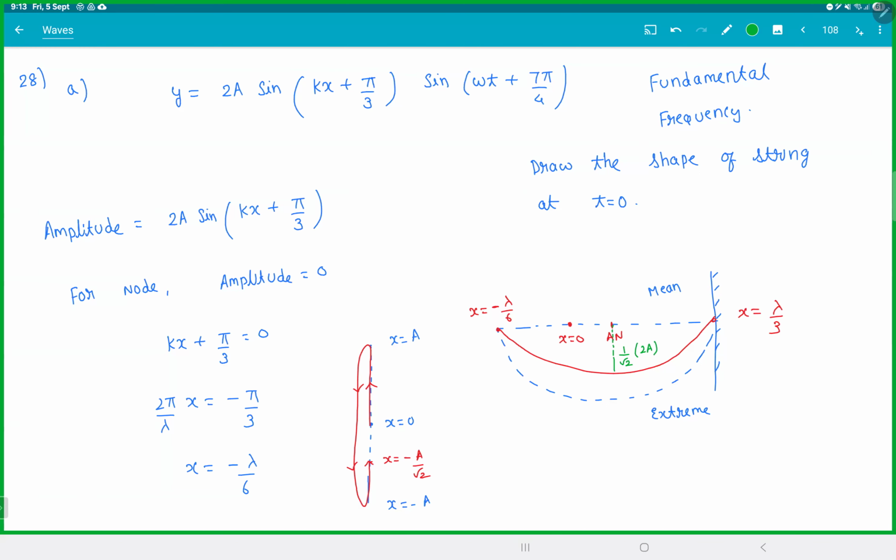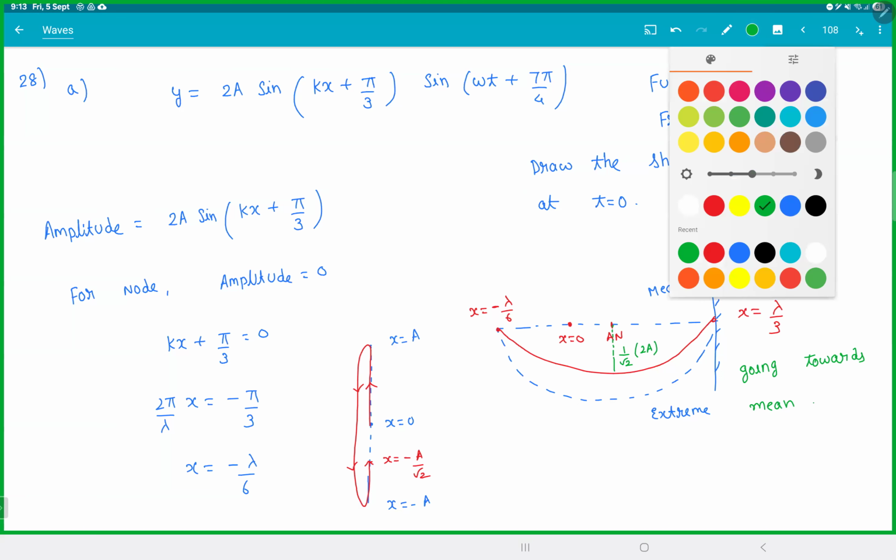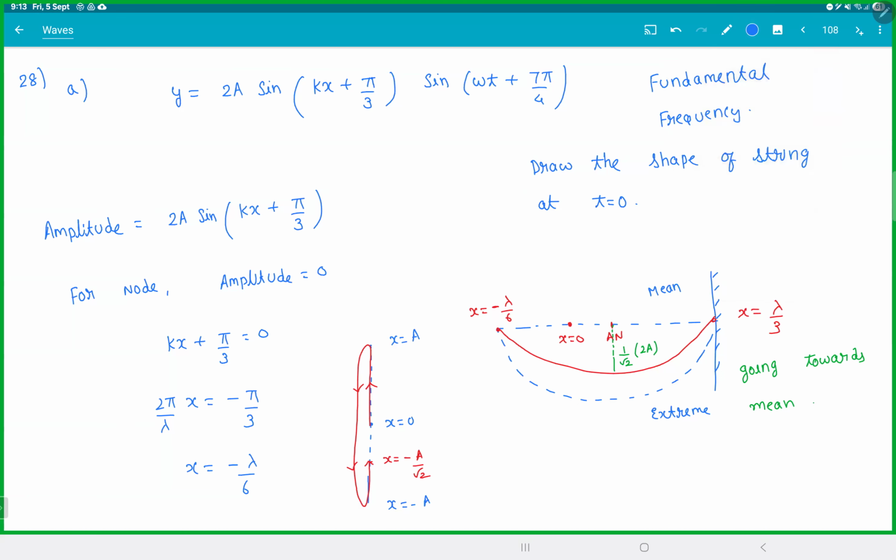So this was the position of the string, and this is going towards mean. So someone has looked at the string like this, and that is the equation he got. Is this making sense, everyone? Let me give you one more like this. But any doubts on this?